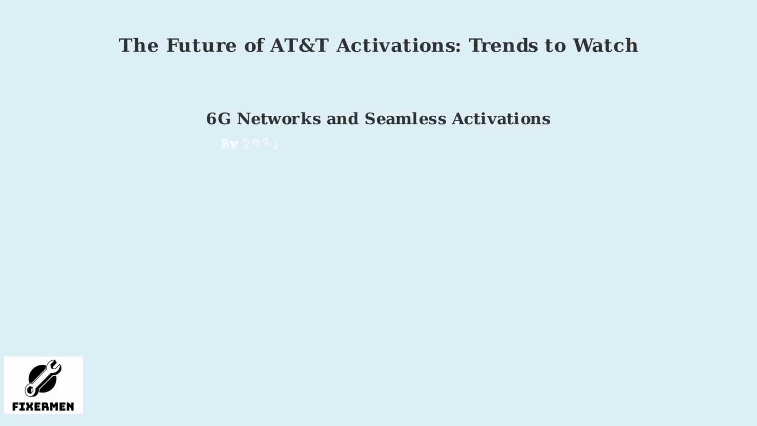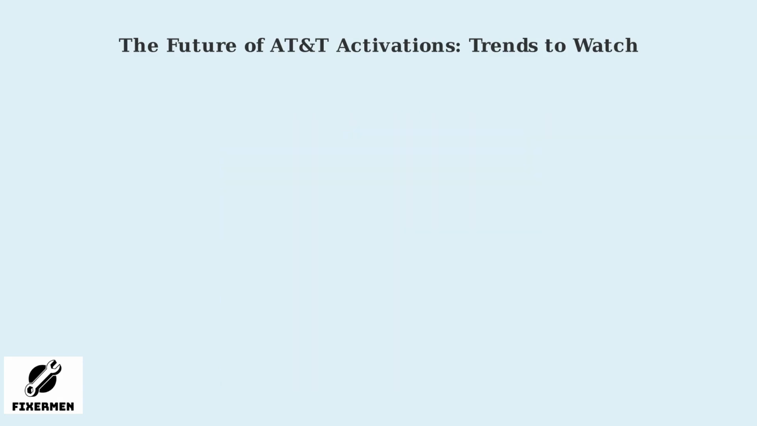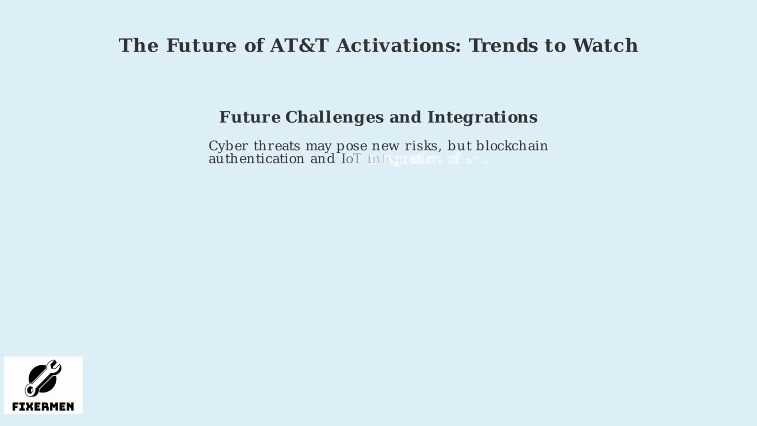By 2030, the rise of 6G networks will make activations even more seamless, with experts predicting a 60% decline in activation errors. While cyber threats may introduce new vulnerabilities, advancements like blockchain-based authentication and integration with IoT ecosystems will help create a more secure and efficient future for activations.